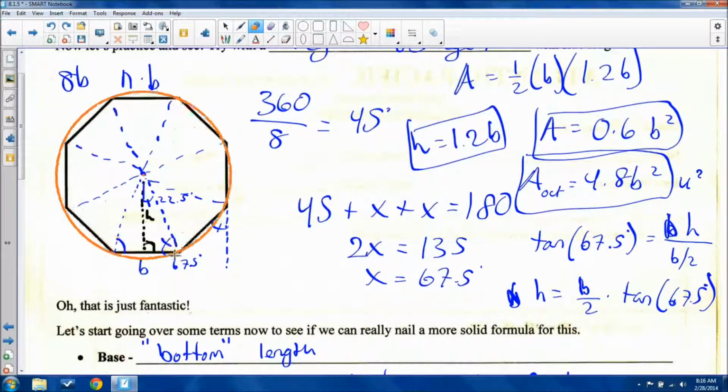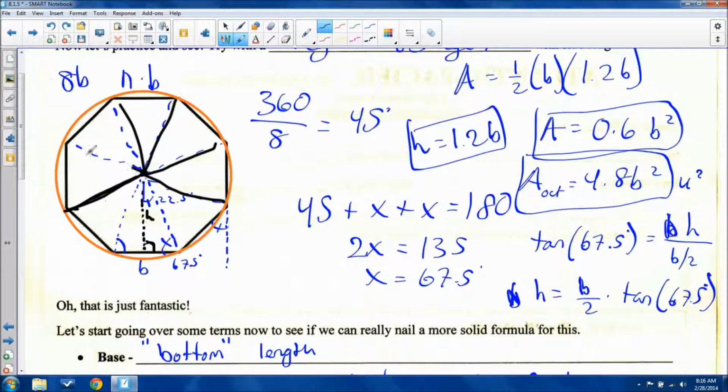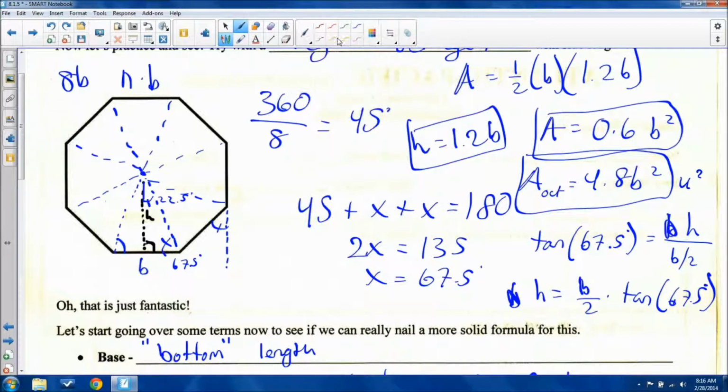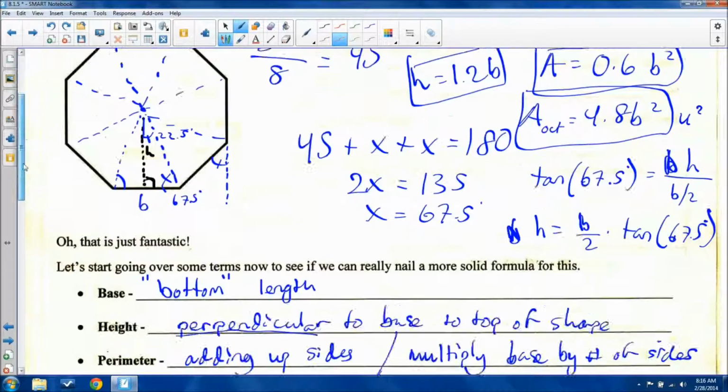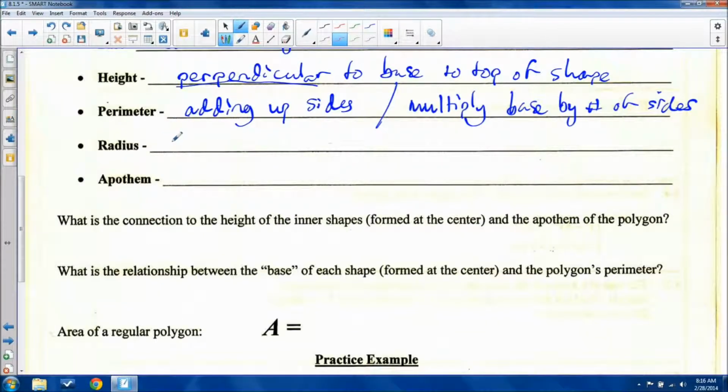When I drew the circle here, a radius of a circle is from the center to any part of the circle. So in this case, the radius of a shape will be from the center to an angle, like these guys. These blue lines I'm drawing right here are the radii of my polygon, just like they are in a circle that circumscribes the shape. So the radius is a segment from center.